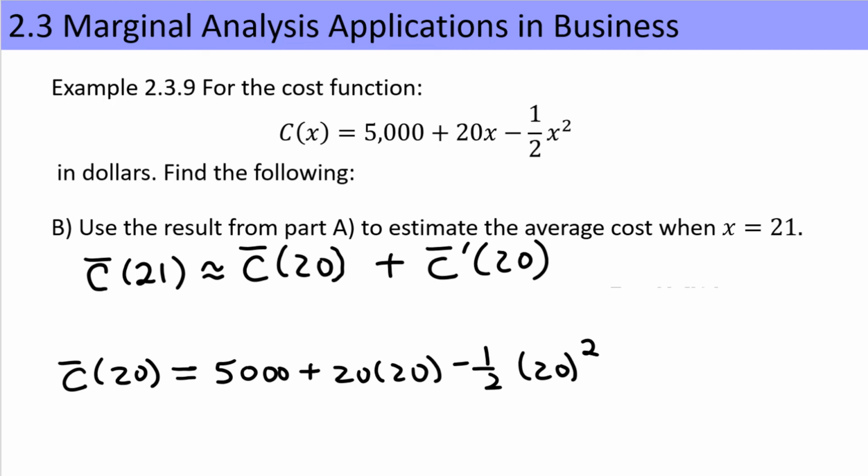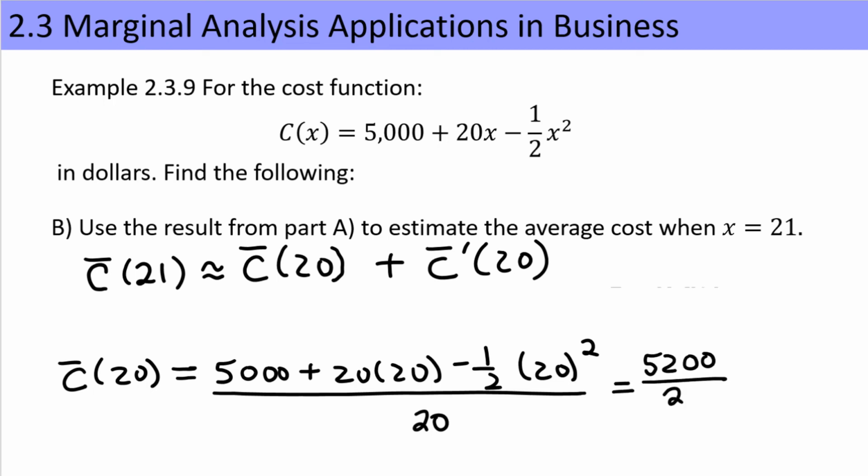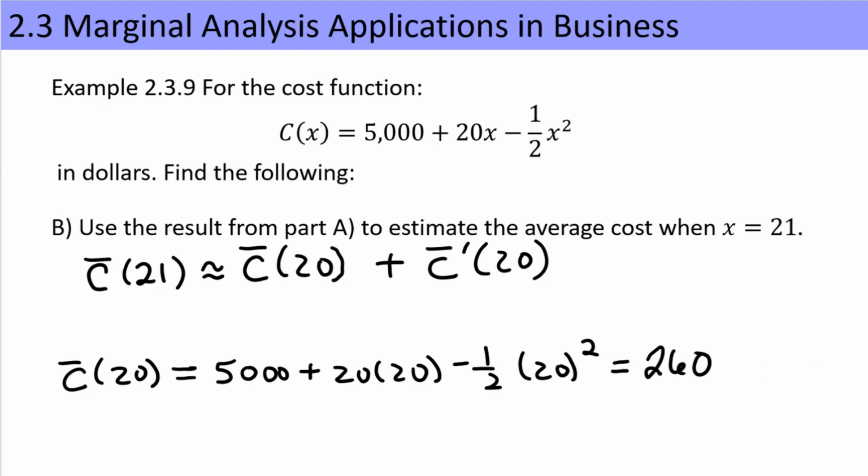Remember to divide by 20 and then use your calculator to compute, and you'll get 5,200 divided by 20, which is 260. The average cost when x equals 21, we will estimate to be 260 plus, and then we had minus 13 for the rate of change. So using these two values, we get that the average cost estimate for the 21st item is about $247.